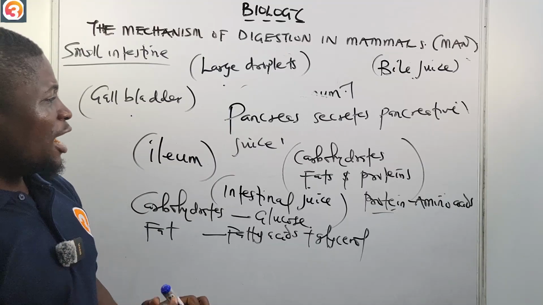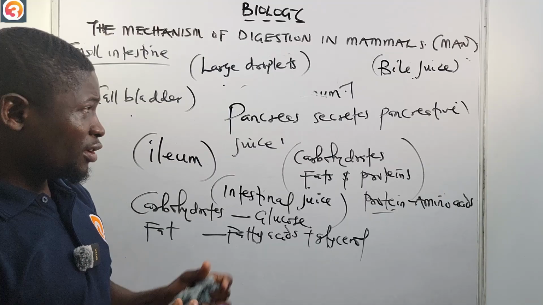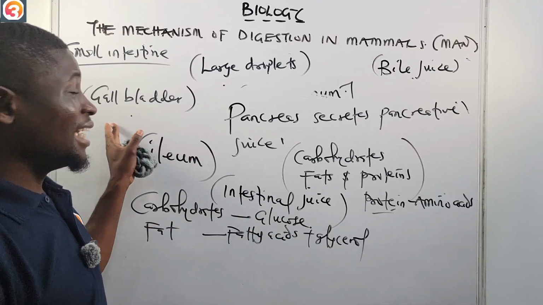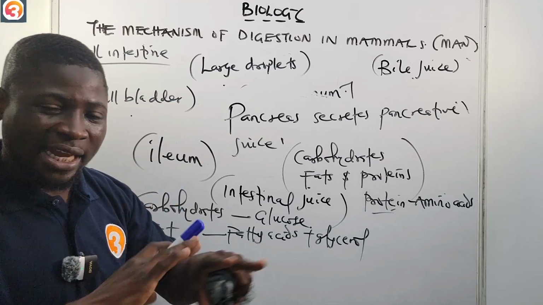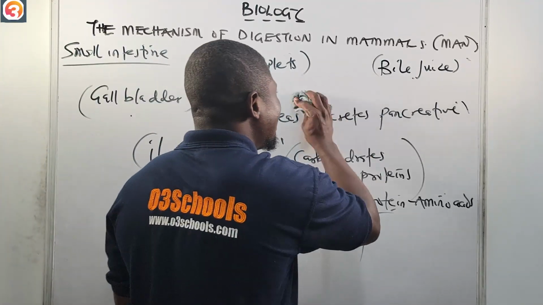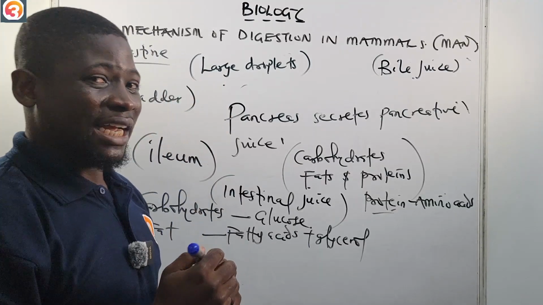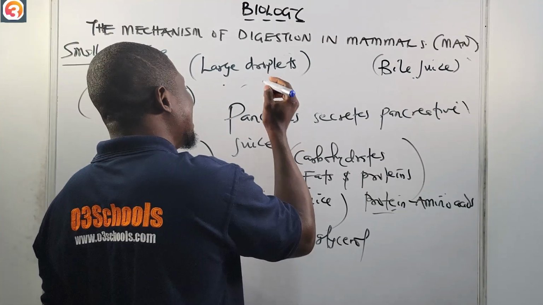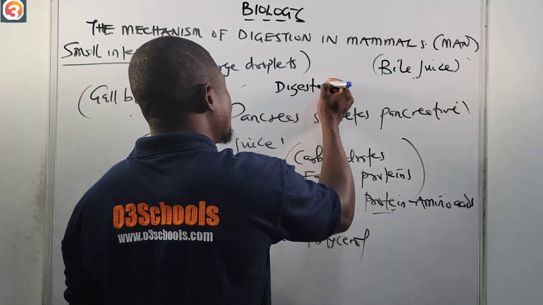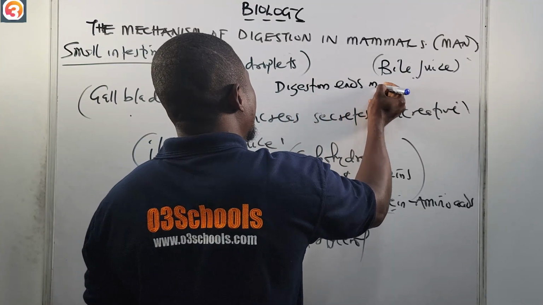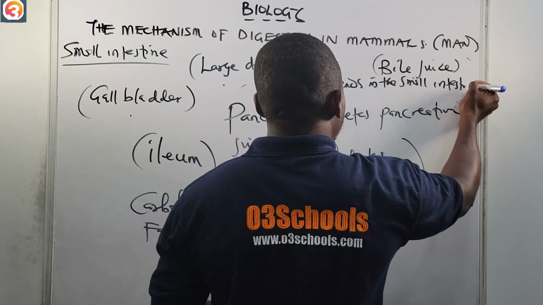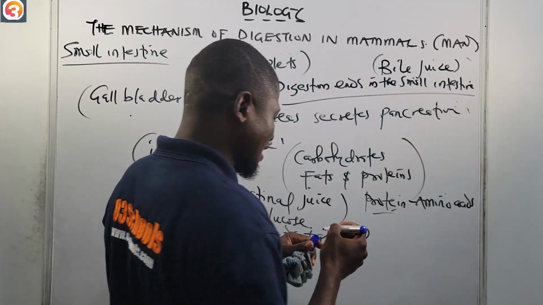Now, also the small intestine: we have talked about ingestion, the mouth, and I talked about digestion, and the small intestine is where digestion ends. Take note, because that's a very dicey question that you can be asked. The digestion process ends in the small intestine. Take note of that.